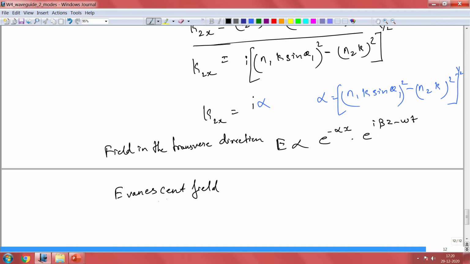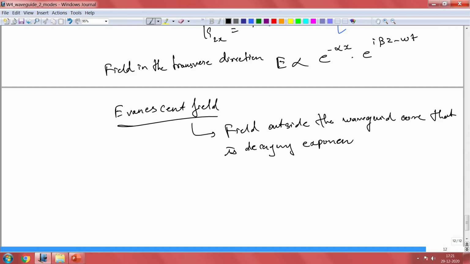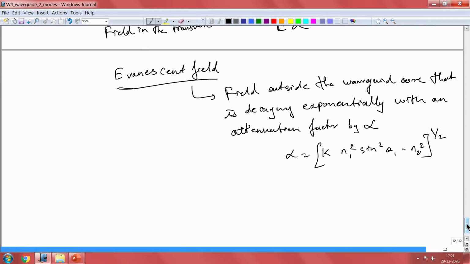Evanescent field is the field outside the waveguide core that is decaying exponentially with an attenuation coefficient or attenuation factor given by alpha, and that alpha is nothing but k times the square root of n1 squared sin squared theta minus n2 squared. So, this is actually the attenuation coefficient.